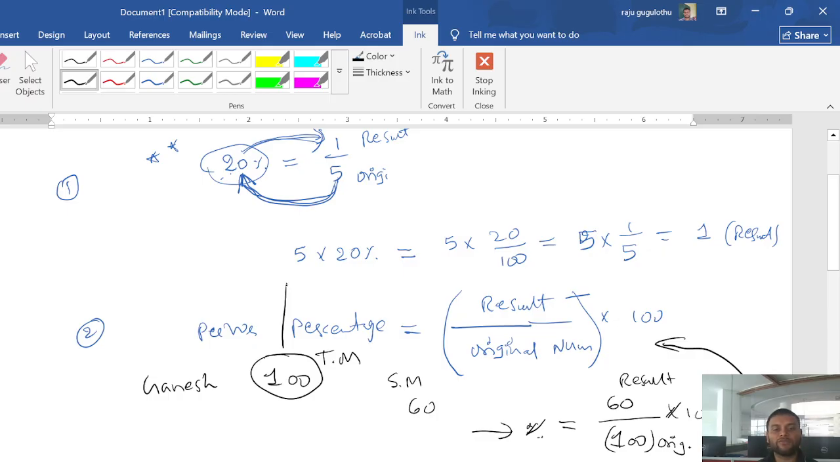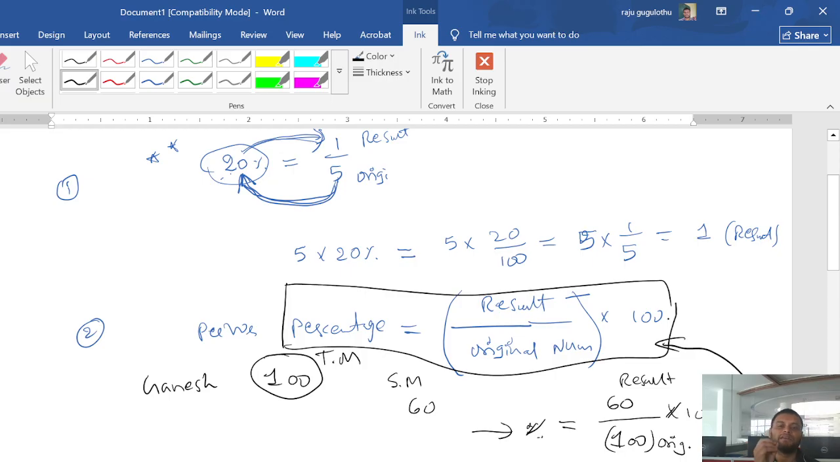What I would like to emphasize here is that you will have to remember this expression: result divided by original number, multiplied with 100, will convert any comparative fraction into its percentage base. So this is the point you will have to catch here. If you want to convert anything into percentage, you will have to write result by original number into 100. These two points you will have to remember and understand for this instance.